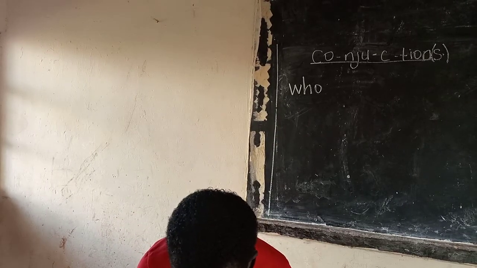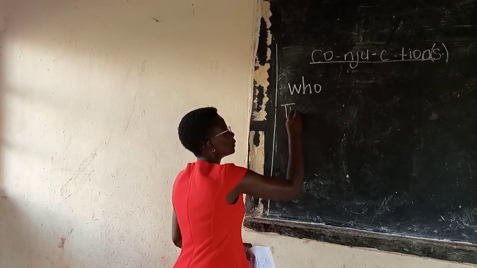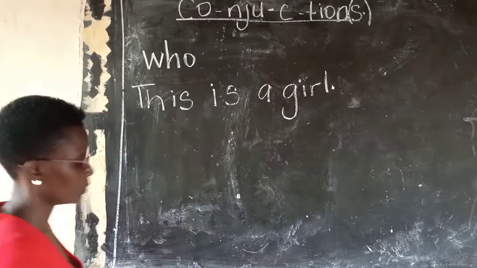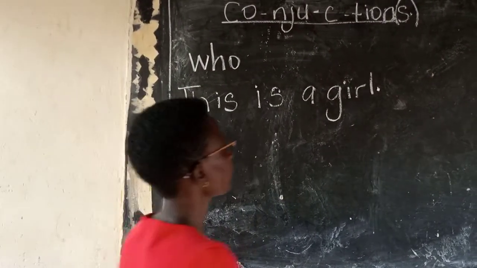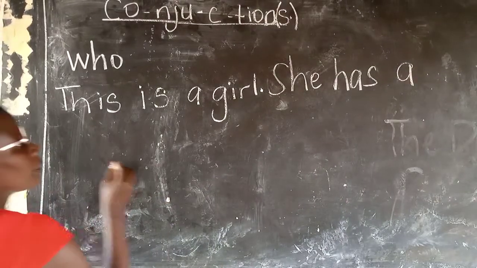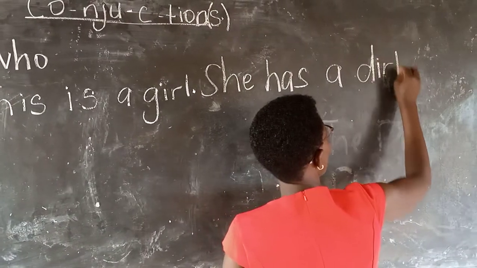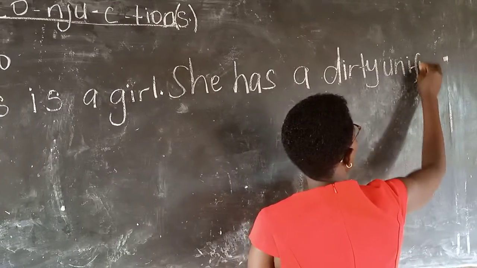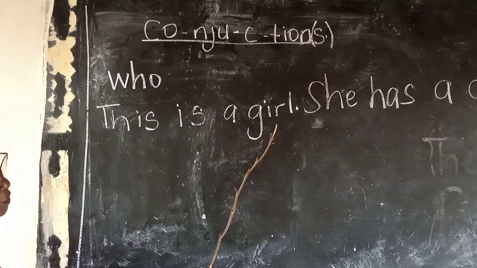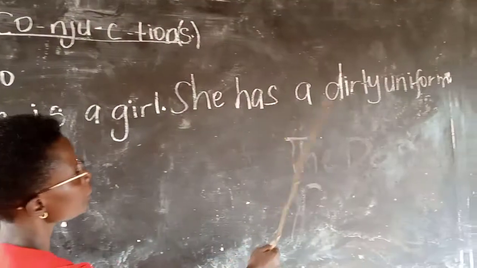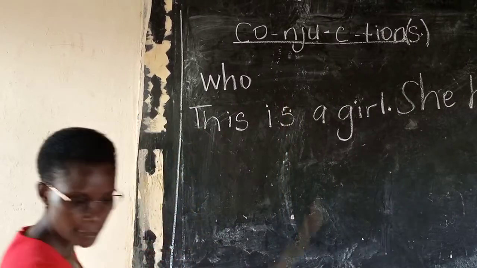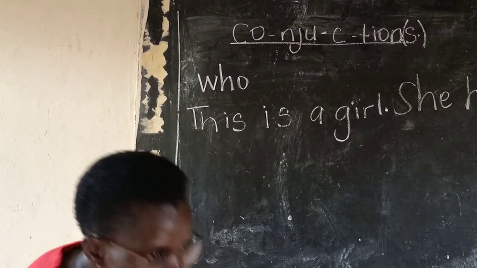For example, I can say, this is a girl. She has a dirty uniform. This is a girl. That is sentence number one. She has a dirty uniform. So, we have to use conjunction who and combine these sentences together. And our answer shall be, is there anybody who can try?